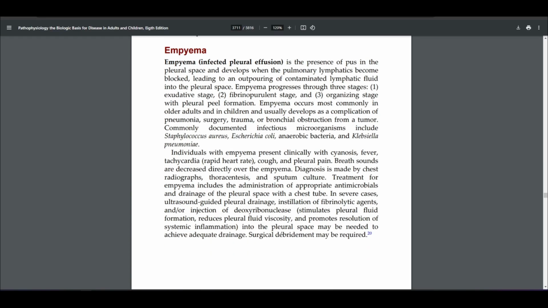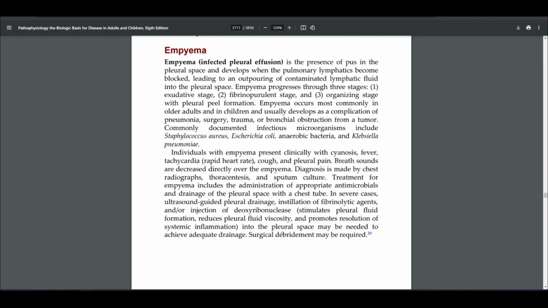Empyema. Empyema is the infected pleural effusion, and that is the presence of pus in the pleural space, and develops when the pulmonary lymphatics become blocked, leading to an outpouring of contaminated lymphatic fluid into the pleural space. Empyema progresses through three stages: the exudative stage, the fibrinopurulent stage, and the organizing stage with pleural peel formation.